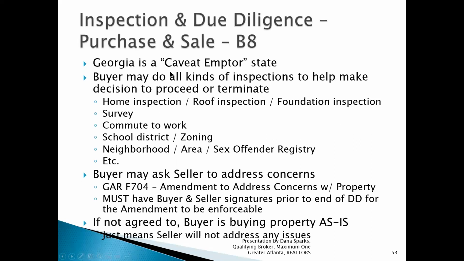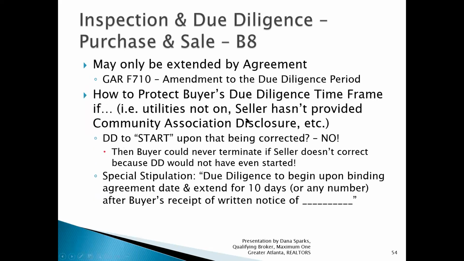Additionally, Georgia is what we call a caveat emptor state. The buyer is required, so to speak, to make themselves 100% satisfied with whatever goods or services they're buying before they go through with that sale. So there's all kinds of things, I've already mentioned this, that a buyer can do to help them make that decision. They can ask the seller to address concerns, but the buyer doesn't have to agree. The seller doesn't have to agree. If the seller is not going to do anything to the property, the buyer either is agreeing to buy the property as is, or must terminate before the end of that time frame.